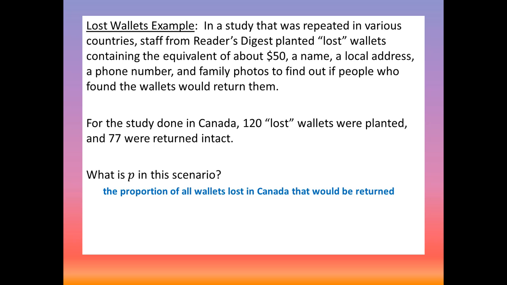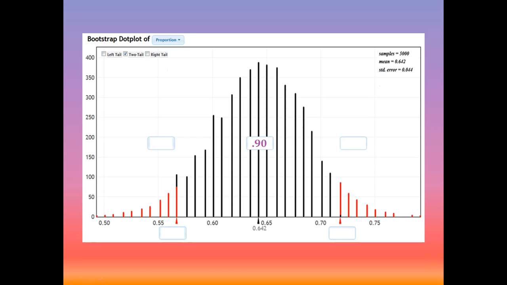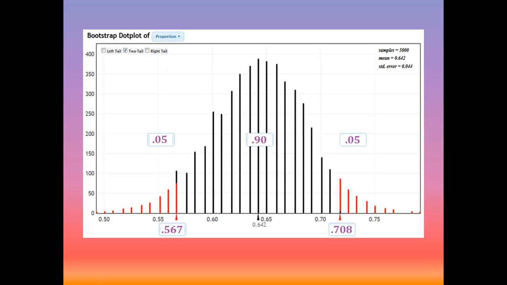So something like this, the proportion of all wallets lost in Canada that would be returned, that's what our parameter is here. And now if we want to find a 90% confidence interval for p, I've already started. I've got two tails selected right here. So if it's 90% confidence, then a 0.9 needs to go in that central region. If there's 0.9 there, there's 0.1 left over, so half of that, 0.05, ought to be in each tail. And then we get our endpoints of 0.567 and 0.708.